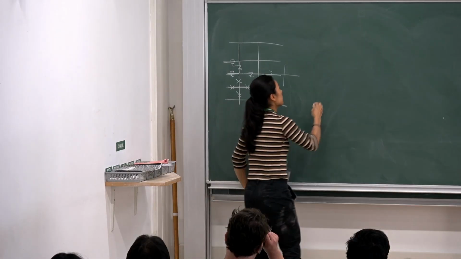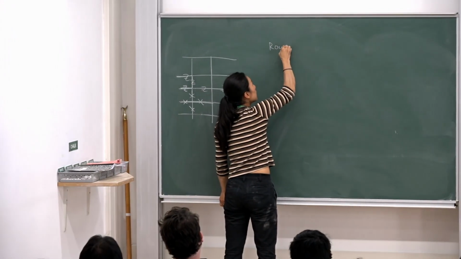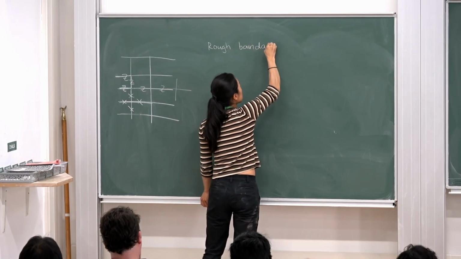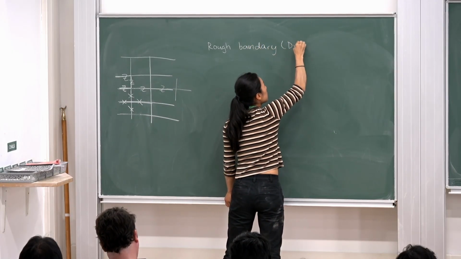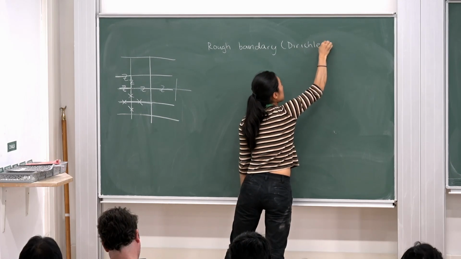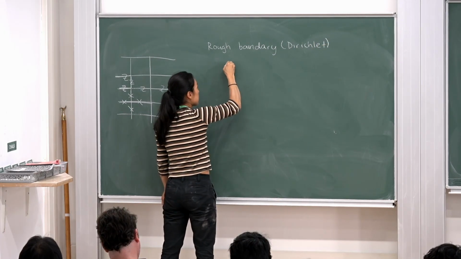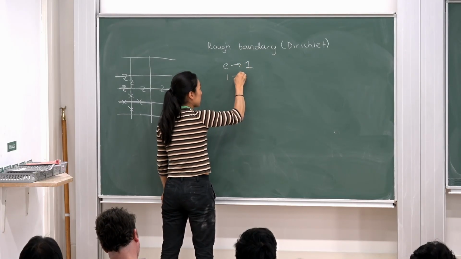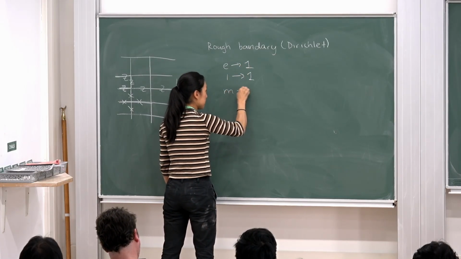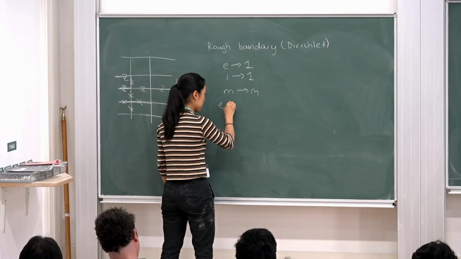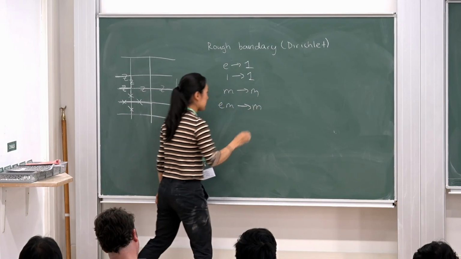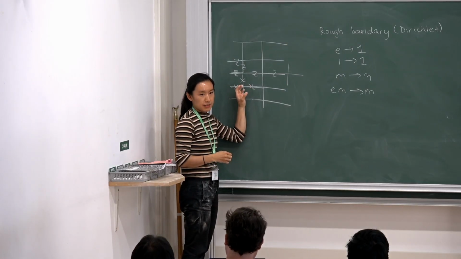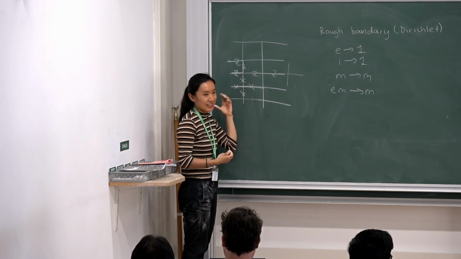And so what it means is for the rough boundary, and this is like Dirichlet boundary conditions for your Z2 gauge theory, E maps to the vacuum, 1 maps to the vacuum, M maps to M, and EM maps to M. And this is because the M excitation, the flux, gets stuck at the boundary.